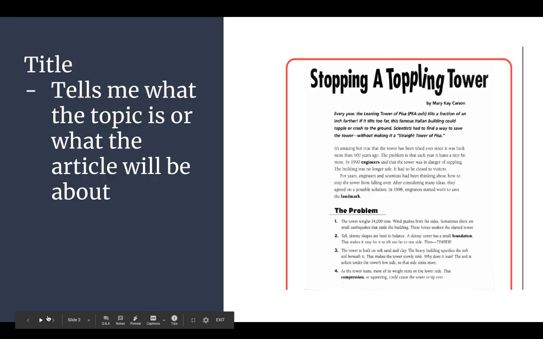With our title, we talked yesterday about our title. And this tells me what the topic is or what my article is going to be about. So, yesterday I saw "Stopping a Toppling Tower." And I know that the article is going to be something about a tower. My words even look like they're toppling. So, it'll be about maybe a tower that's falling. And it's going to be talking about stopping it. So I know that there's a toppling tower, but how are they going to be stopping it? So our title is the most important thing to look at before we start reading.